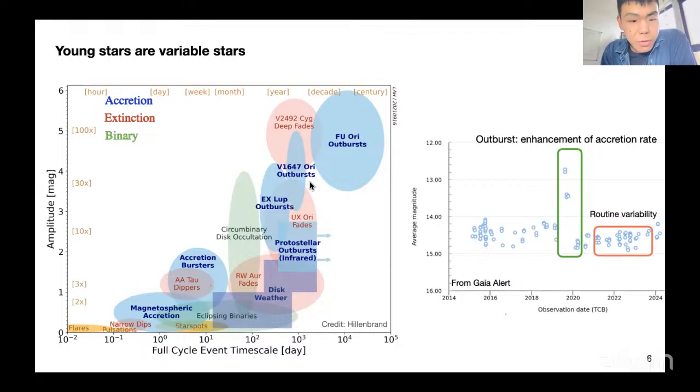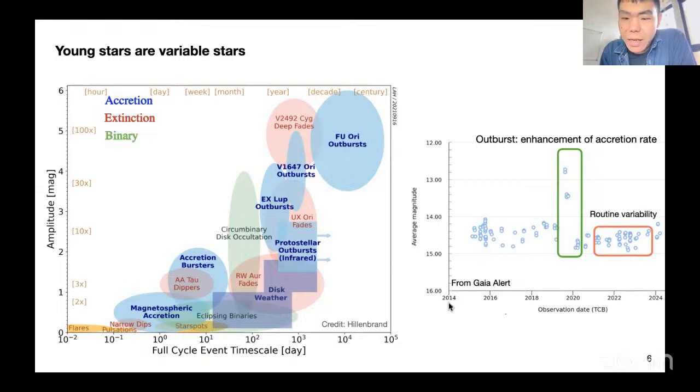And in general, there are two types of variability related to accretion. If you look at the left and lower amplitude side, we have some short duration and low amplitude variability. We call them routine variabilities on young stars because we always observe this kind of variability on young stars on timescales of several days or several weeks. On the other hand, we have FUor-type outbursts, V1647 Ori-type outbursts, or EXor-type outbursts. Those are the high amplitude variabilities we observed on young stars, and they are not really frequently detected. So we call them outbursts, which relate to the enhancement of the accretion rate of this object.